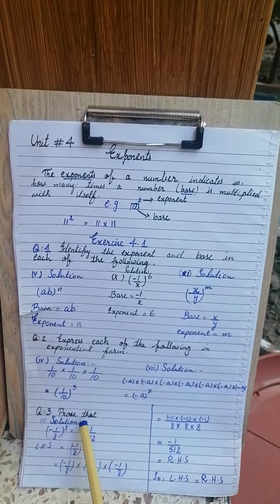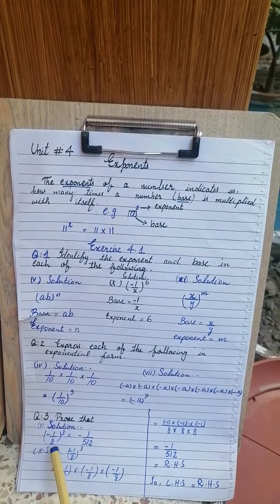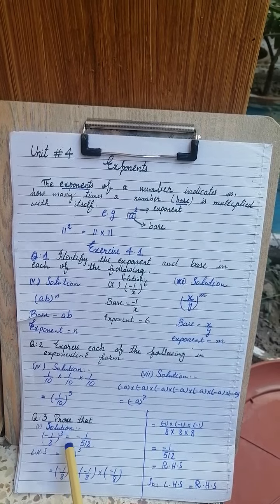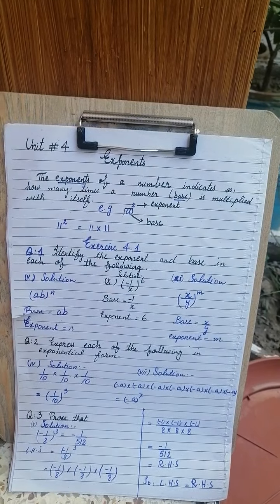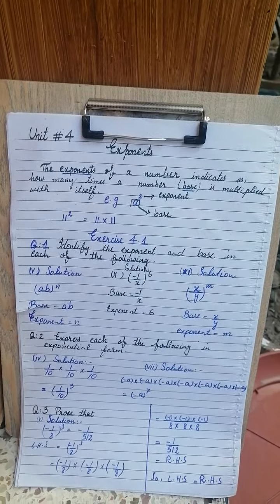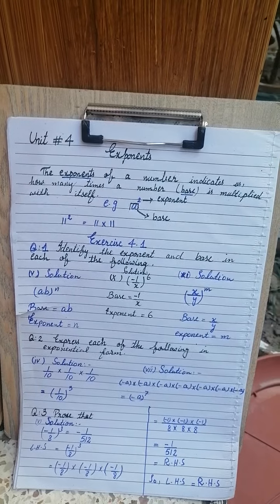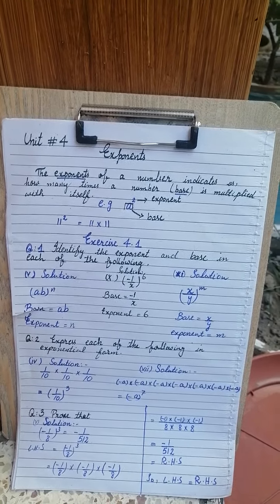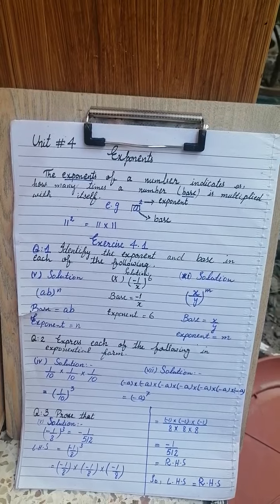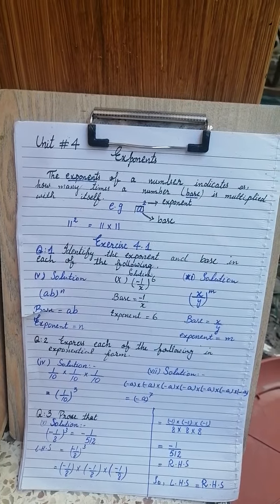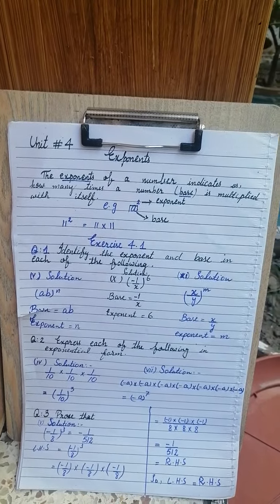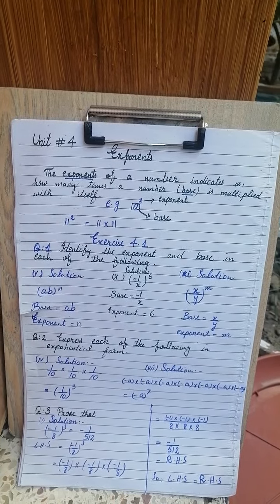Next question: prove that minus 1 over 8 raised to 3 equals minus 1 over 512. जब भी आपके पास प्रूव डैट का क्वेश्चन आता है, डैट्स मीन वहाँ पे आपने लेफ्ट हैंड साइड को राइट हैंड साइड के इक्वल प्रूव करना होता है. अब यहाँ पे लेफ्ट हैंड साइड जो है वो आपकी टेक कर रही हूँ, minus 1 over 8 raised to 3.